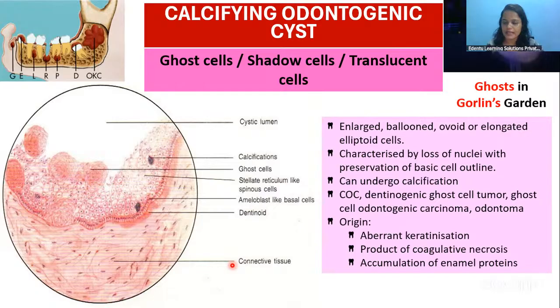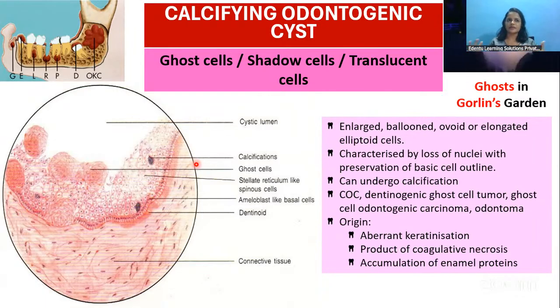Okay, it can undergo calcification and can produce calcification in the cystic epithelium, most commonly seen in calcifying odontogenic cyst and the complications of calcifying odontogenic cyst, that is the dentinogenic ghost cell tumor or the ghost cell odontogenic carcinoma, or sometimes rarely in odontome also, you'll be able to see ghost cells like this in the epithelium. Okay, so what are these ghost cells?